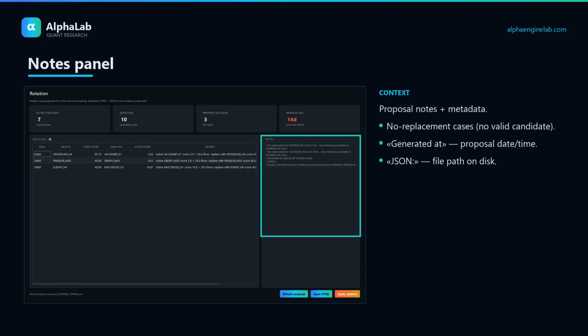On the right is the notes panel, a bullet list with the context of the proposal. Here you see, for example, the no replacement cases, active strategies with a low score for which there was no good enough candidate in the queue, so the engine decides not to rotate them. At the end, you'll always see two metadata lines, generated at, with the exact date and time the proposal was generated, and JSON, with the full path of the file on disk in case you want to inspect it. If there's no proposal yet, this panel invites you to click Refresh Proposal to generate one.